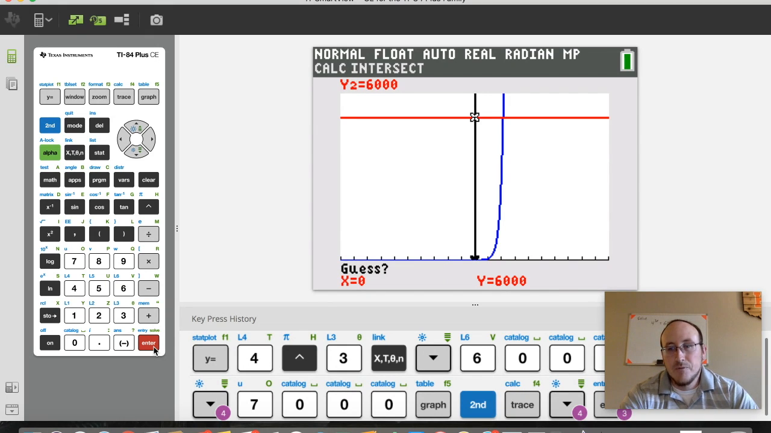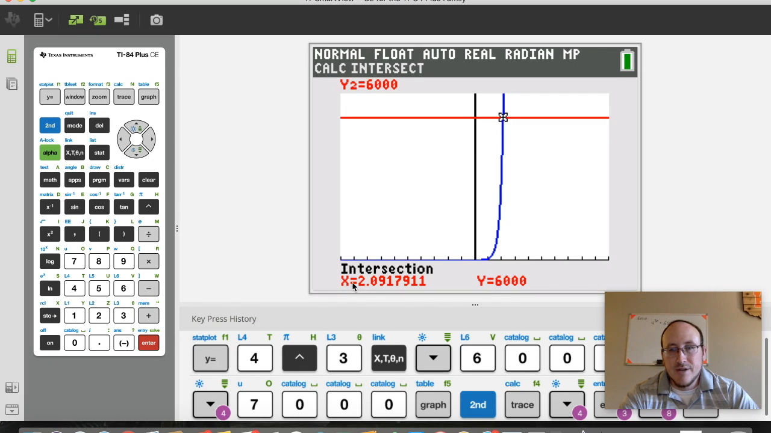If you had more than 2 things graphed, those would be a little bit more important, but since we only have 2 things, it's just enter, enter. And then these only intersect once, so the guess isn't important either. I'll just move the cursor a little bit closer to it and hit enter. And you can see that the x-coordinate, just a little bit more than 2, is where this reaches a value of 6,000. So they wanted us to round to the nearest 10,000th, being 4 decimal places.